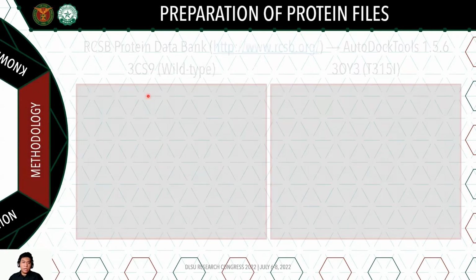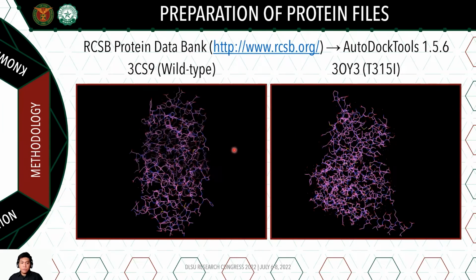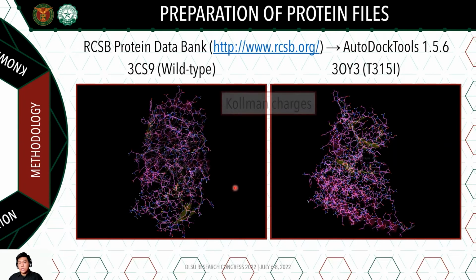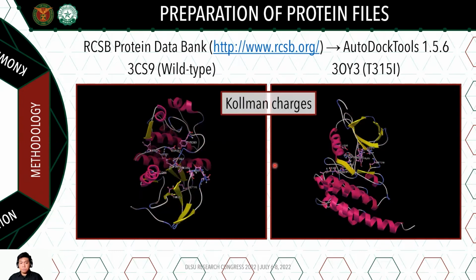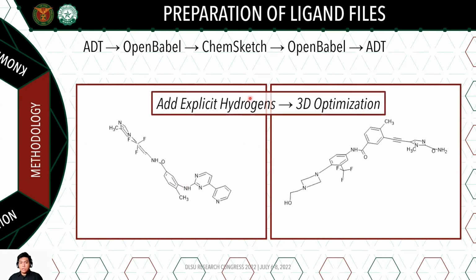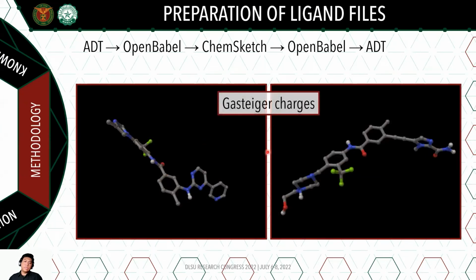We selected the models of the wild type and T315I from the RCSB-PDB: 3CS9 and 3OY3. We selected the best chains. We removed the water molecules. We removed the native ligands to empty the binding pockets. We added hydrogens and merged the nonpolar ones. And lastly, we added Kollman charges. For the ligands that were used for redocking, we extracted them from the downloaded models. We opened them in ChemSketch for the addition of hydrogens and 3D optimization. Then in Autodock tools, Gasteiger charges were added.